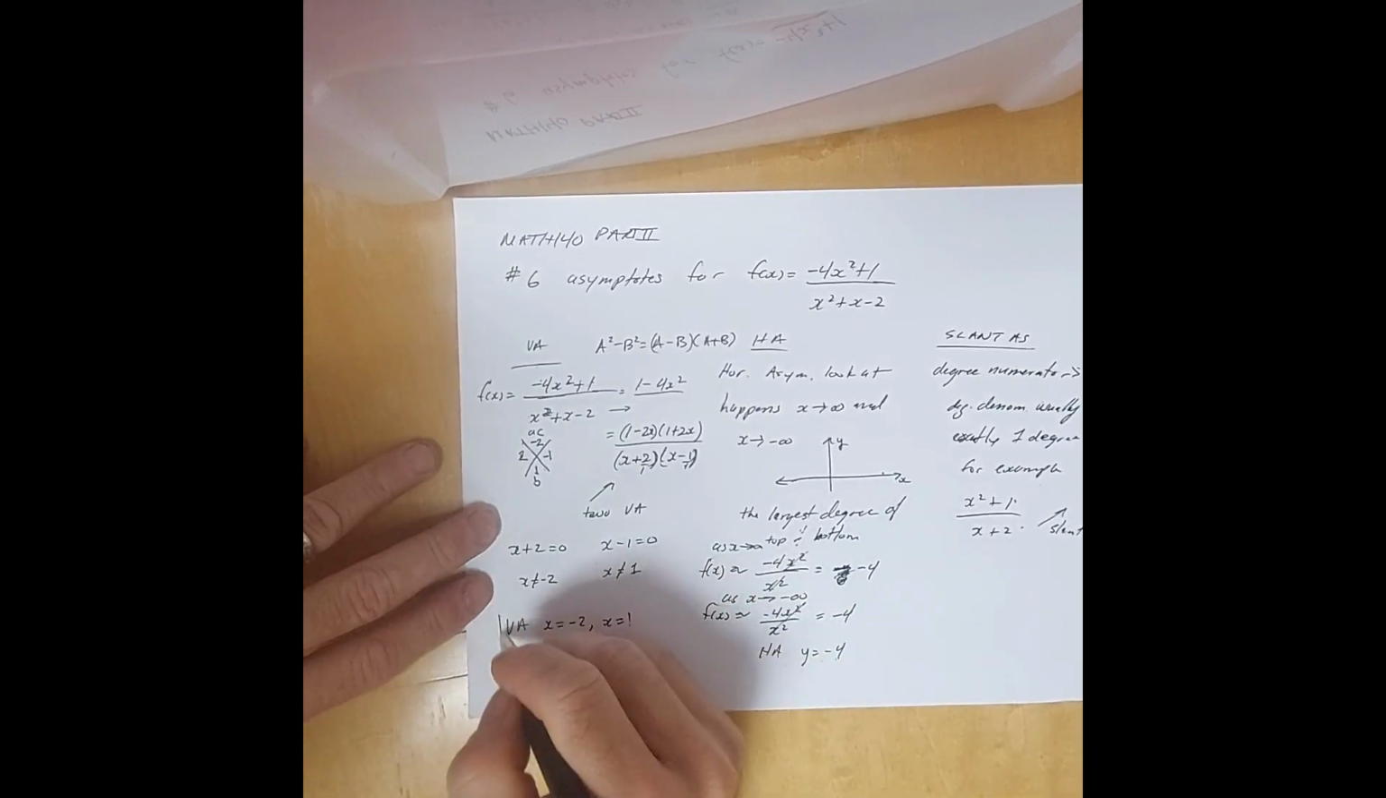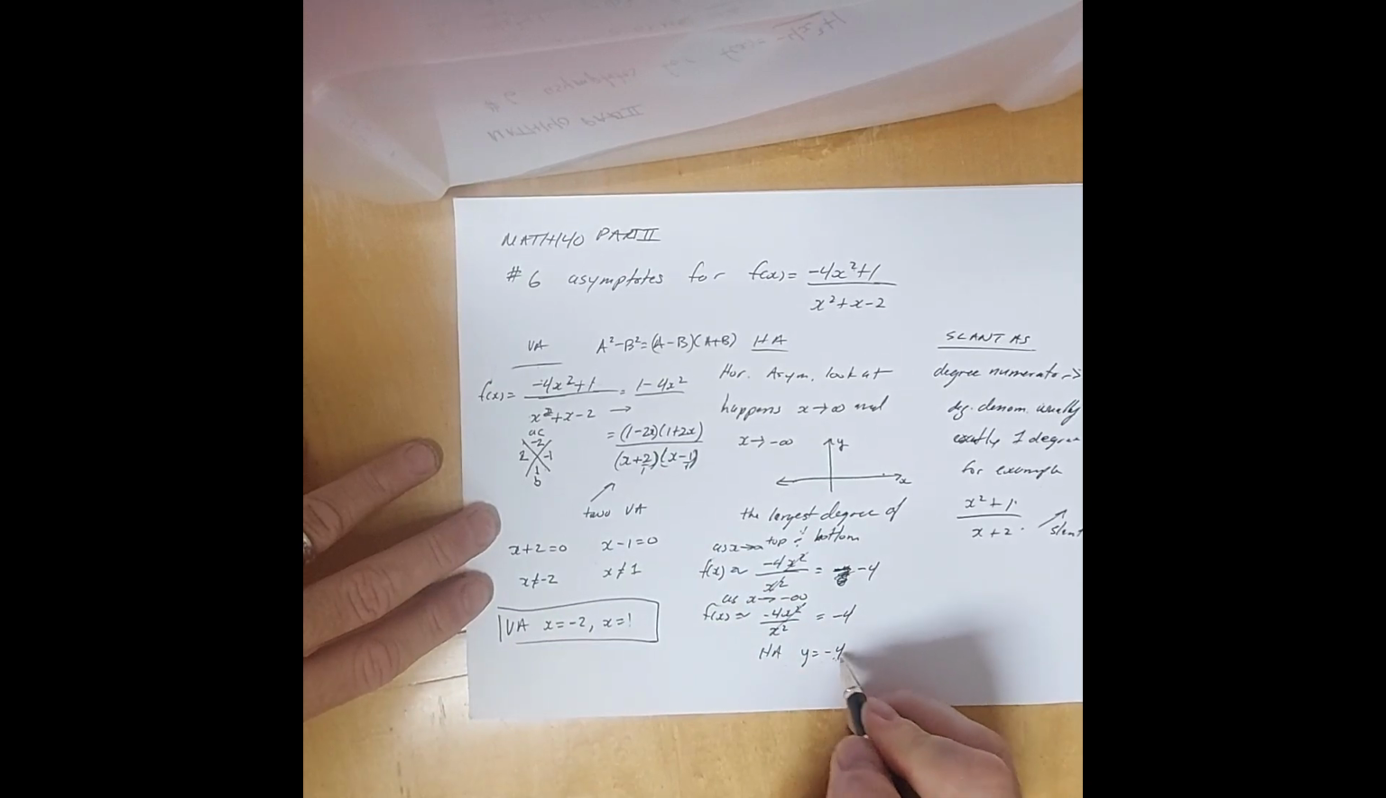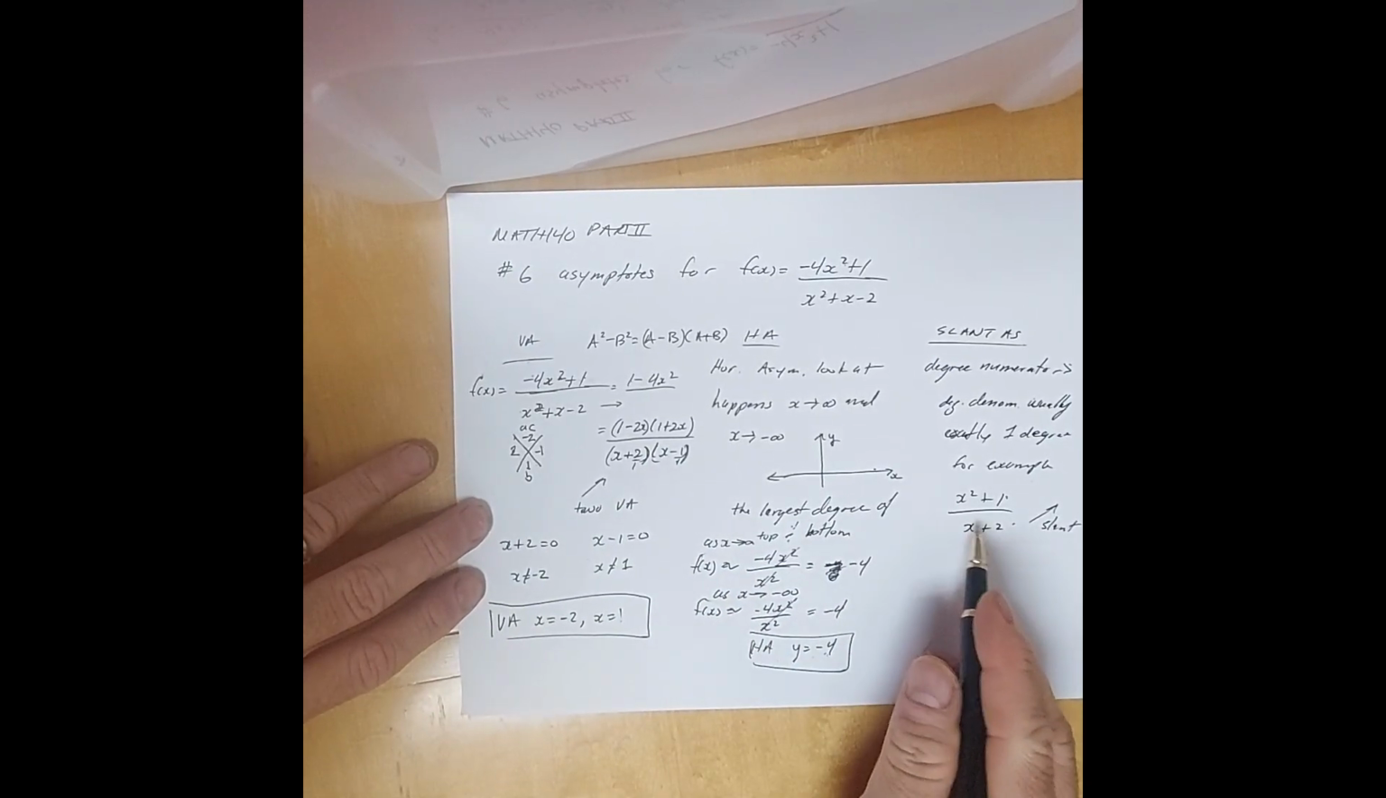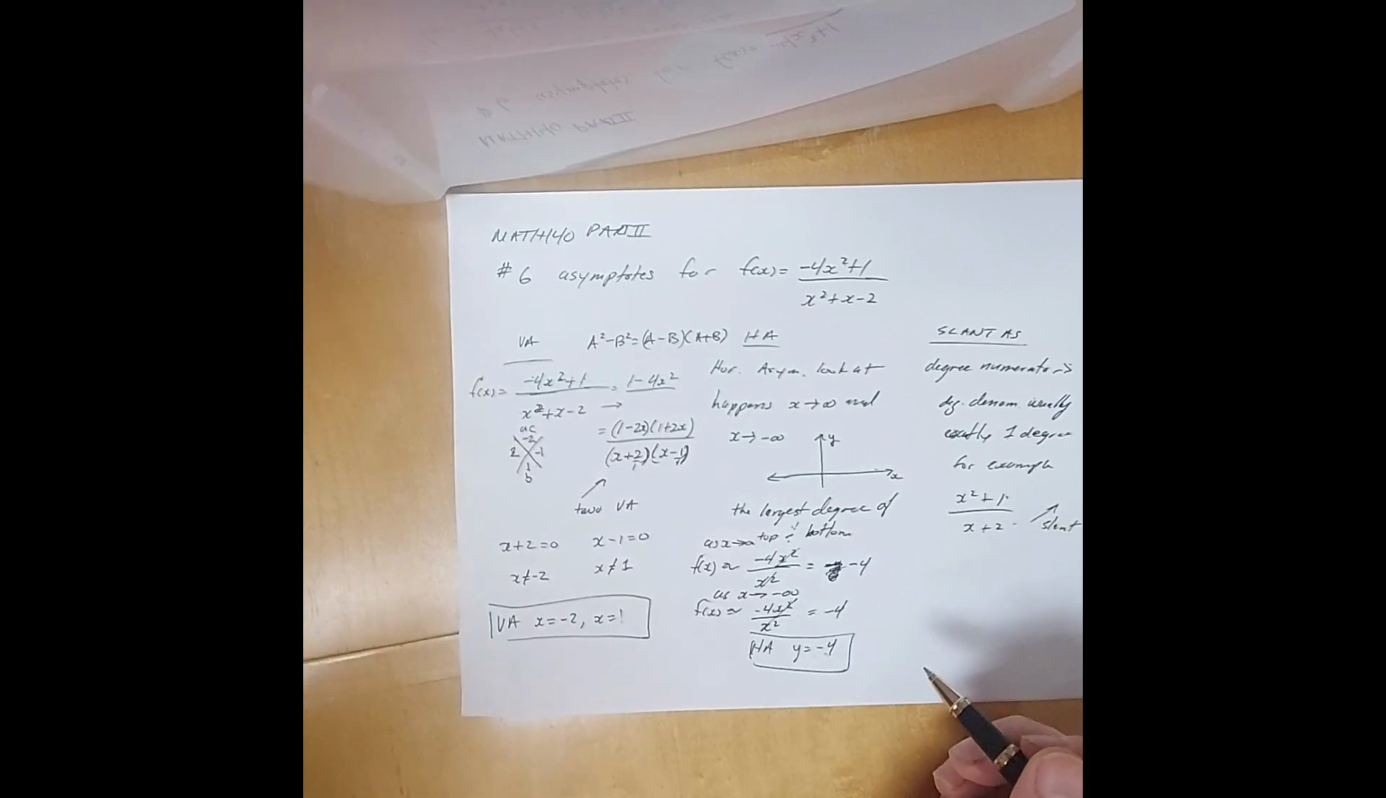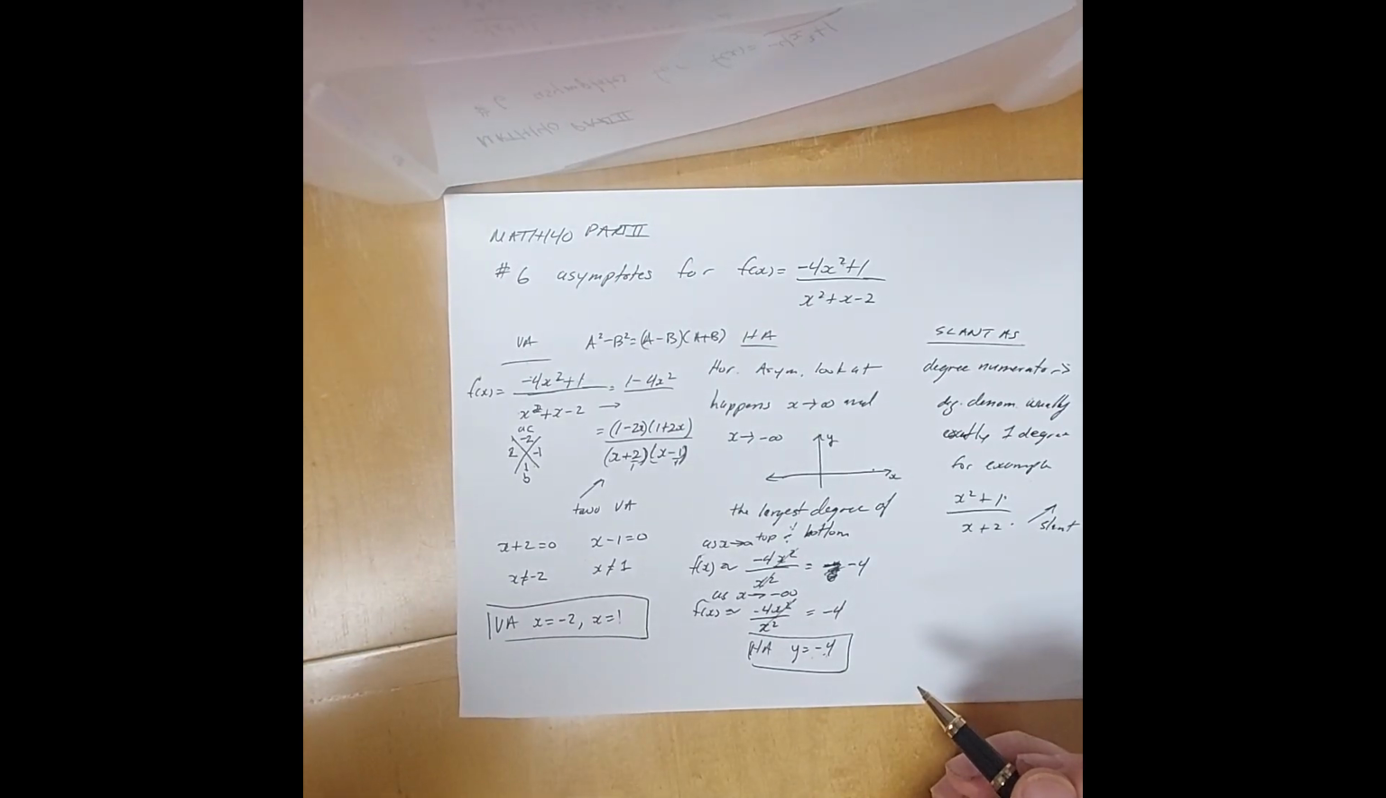I have a horizontal asymptote when y is equal to negative 4, and I do not have any slant asymptotes. Okay, hope that was helpful, and now we're going to jump to the next problem.